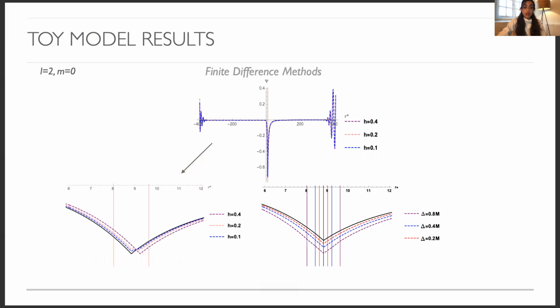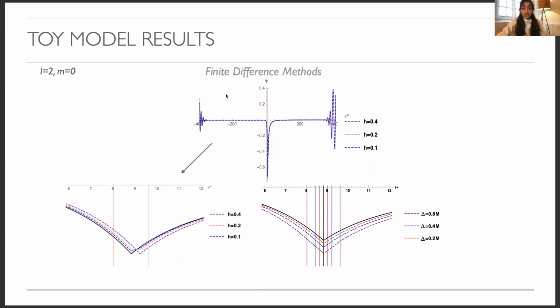So here are some results from the finite difference scheme for a static mode of the field, an L equals 2, M equals 0 mode. What is plotted here is the field taken at a slice of late constant time against the tortoise coordinate r star. So in the toy model, we are working with the scalar wave equation in Schwarzschild spacetime with a point source. And this equation has a closed form solution for static modes.